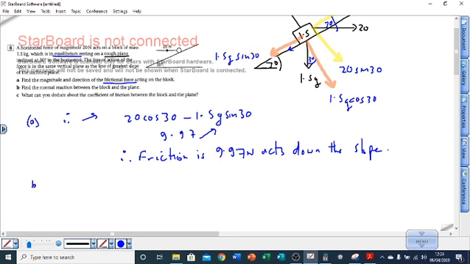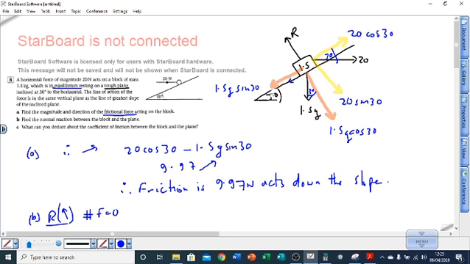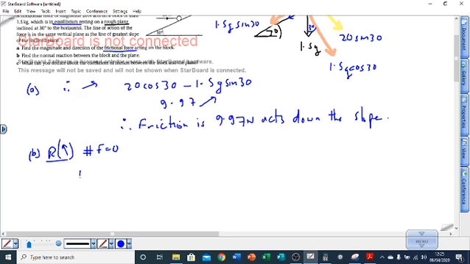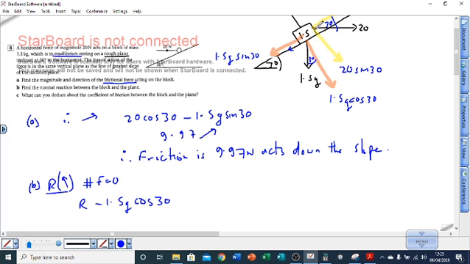We've got part B, which goes on to say, find the normal reaction between the block and the plane. For that, we are going to resolve perpendicular to the plane, and we're going to use net forces equal to 0. The sum of the forces is equal to 0. So R is the only one acting upwards, so I end up with R minus the two acting downwards: the weight component, 1.5 g cos 30, and also the component of the pulling force acting downwards, so that's minus 20 sin 30, and that is equal to 0.